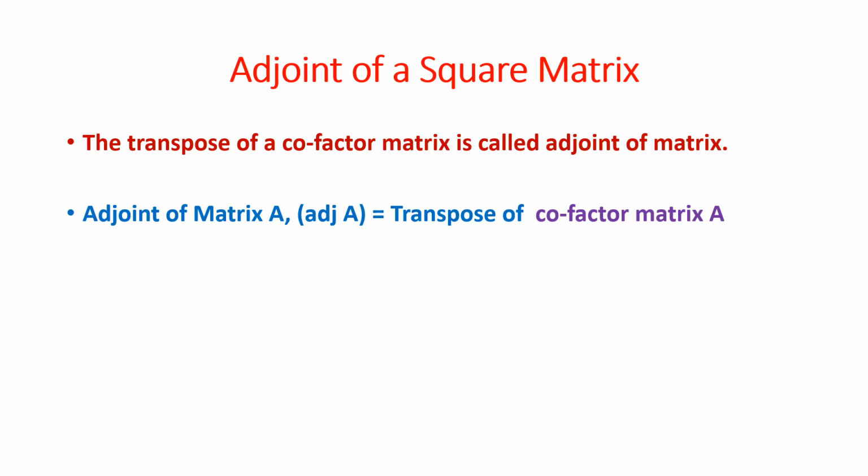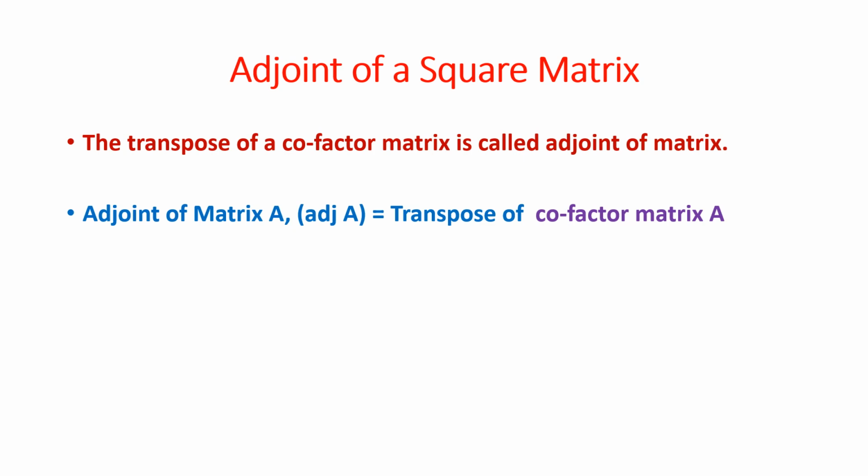Hello students, in this video let us discuss finding the adjoint of a square matrix. Now what do you mean by adjoint of a square matrix? For which we should know the cofactor matrix. So first we have to find the cofactor matrix, then you take the transpose of the cofactor matrix, and the transpose of a cofactor matrix is called the adjoint of a matrix.